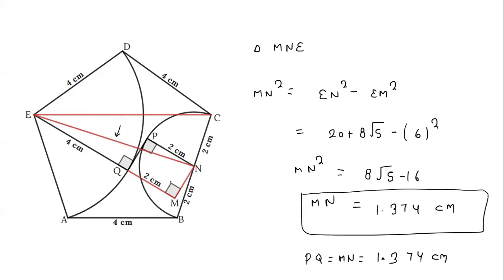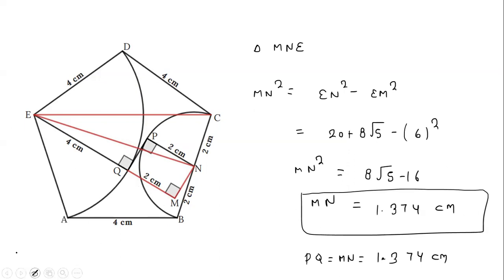Now there is another right angle triangle, which is this M, N and E. So in this right angle triangle, you can write MN square is equal to EN square minus EM square. EN square you calculated as 20 plus 8 root 5, and this EM is this 4 plus this 2, which is 6. So this is 6 square. So it will come as 8 root 5 minus 16. So this is MN square, and after taking the square root, it will come as 1.374 centimeter.